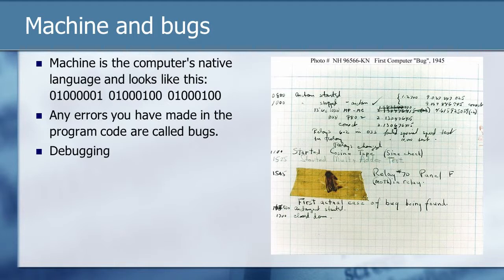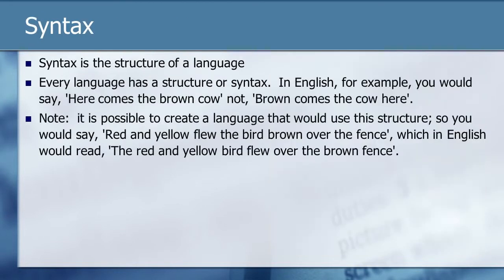The reason for that is a long time ago when they were working with computers, there was a system that had a moth get in and caused trouble with one of the relays, and therefore it caused the program not to work. And so ever since then, when we talk about fixing your program so it works properly, we talk about debugging the program so that it will do what you intend for it to do.